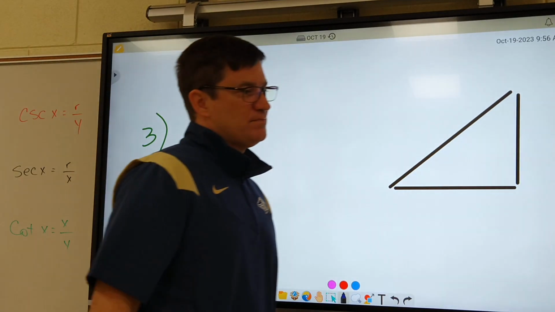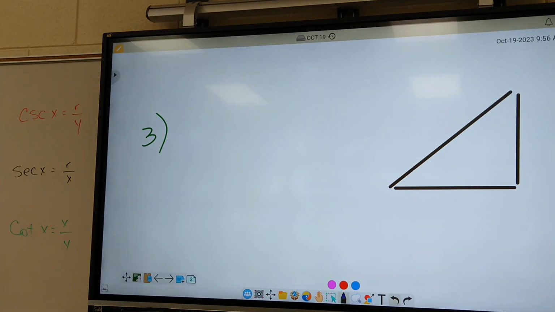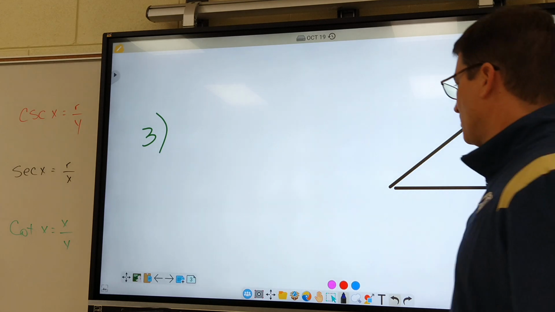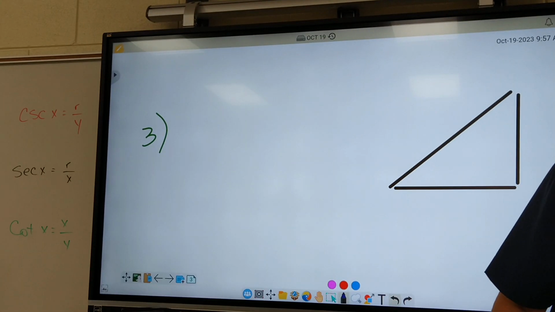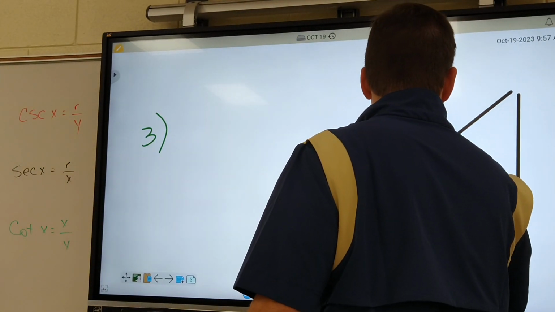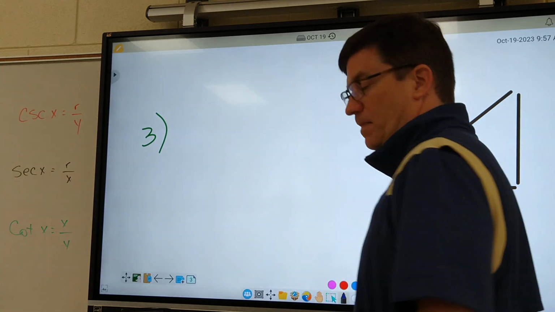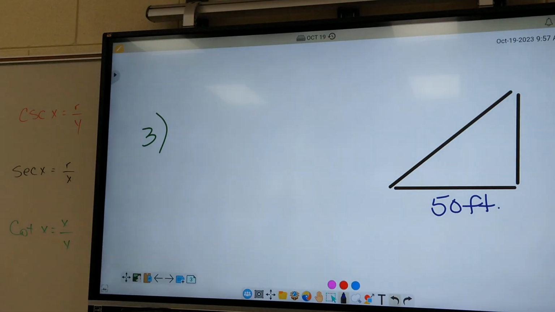All right, let's go to number 3. I'll read it. Y'all help me label it. A point on the ground 50 foot from the foot of a tree. Now, if it says the foot of the tree, what's it talking about? Bottom. The foot of something's the bottom. So I've got to put 50 feet on the bottom. 50 feet.